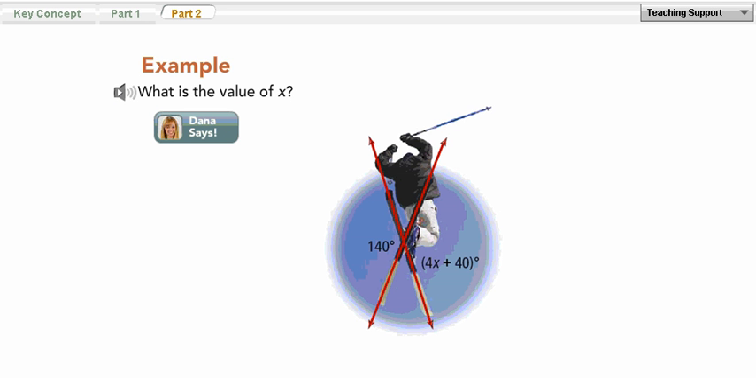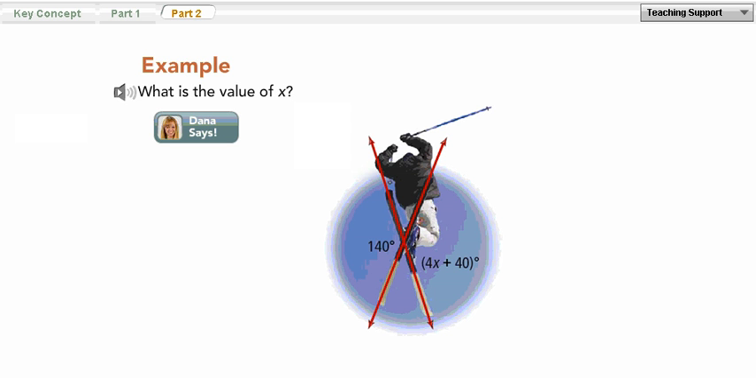Okay, before we go on, your learning target is that you'll be able to determine if angles are vertical using the two intersecting lines. Also, the magic word today is going to be vertical angles.